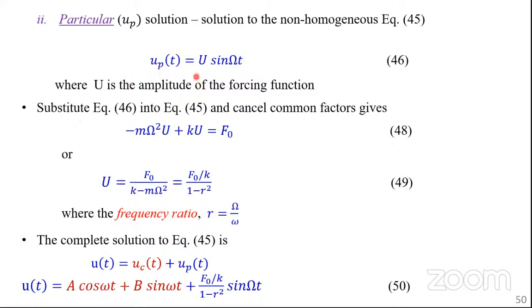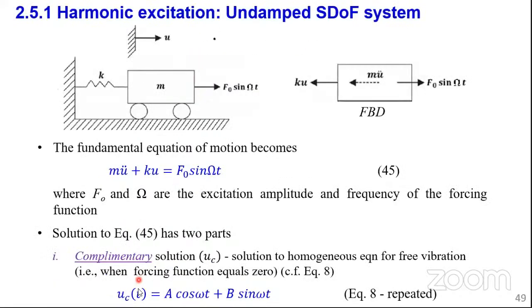Now let's get the solution. With the first part, the complementary solution, when the forcing function is equal to 0, we know how we obtain this equation for free vibration. And we were able to determine the coefficients A and B using the initial conditions. Remember, we said we are solving an initial value problem.